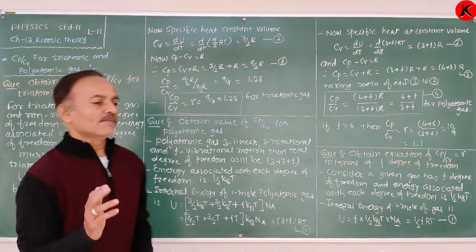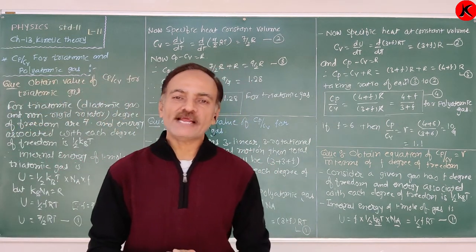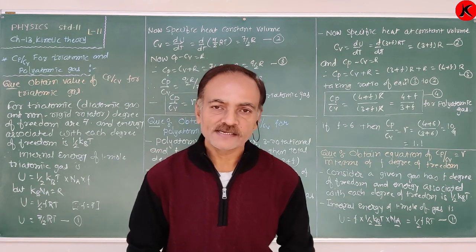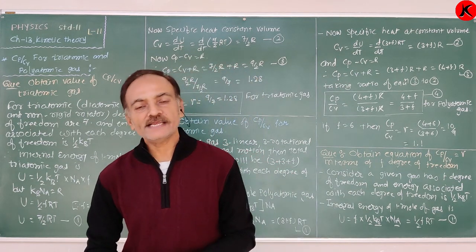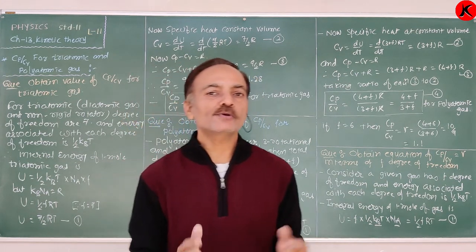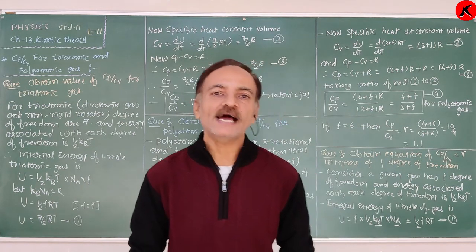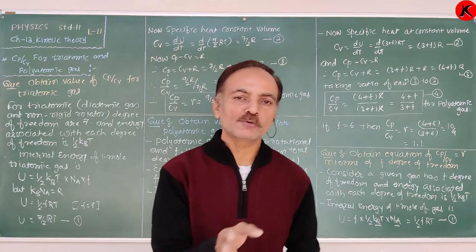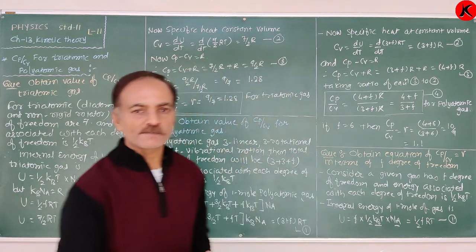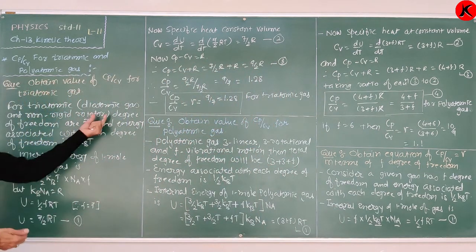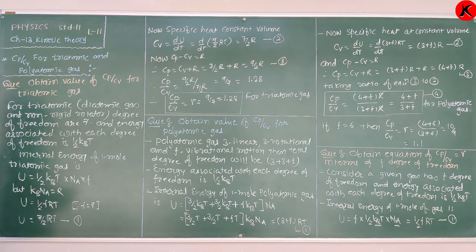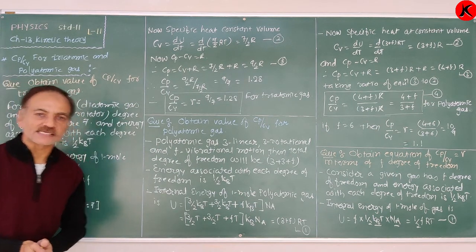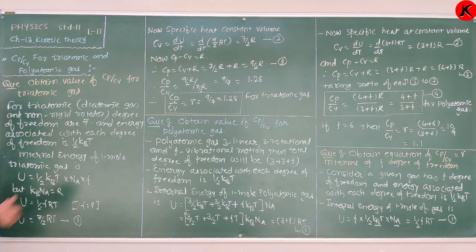Because the molecule of the triatomic gas, or the diatomic gas with non-rigid rotator, possesses 3 different types of linear motion, 2 different types of rotational motion, and 2 different types of vibrational motion. Therefore, 3 plus 2 plus 2, that means the degrees of freedom are 7. And from the law of equipartition of energy, the energy associated with each degree of freedom is half kBT.